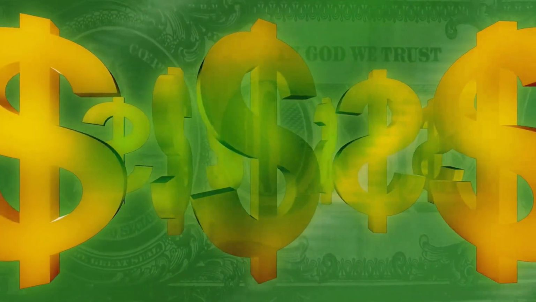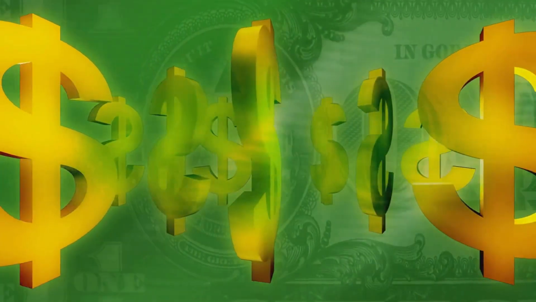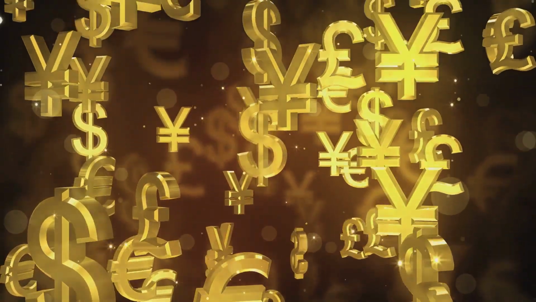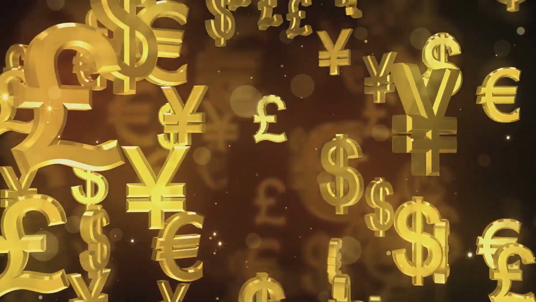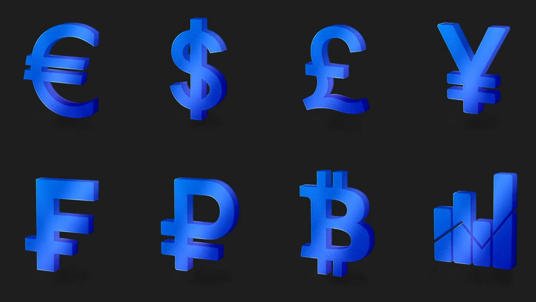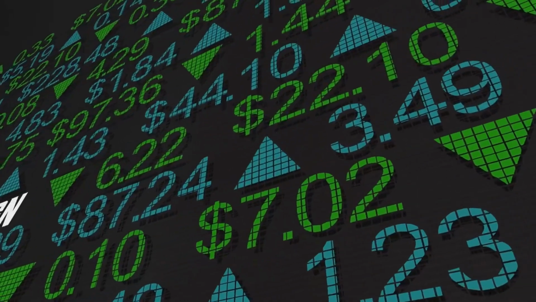Now, there are 3 types of currency pairs to keep in mind: majors, minors, and exotics. Major currency pairs involve the most traded currencies globally and typically include the US dollar. They're known for their high liquidity and lower spreads. Next, we have minor pairs, also known as cross-currency pairs. These are currency pairs that don't involve the US dollar. They're less liquid than major pairs, but they still offer plenty of trading opportunities.